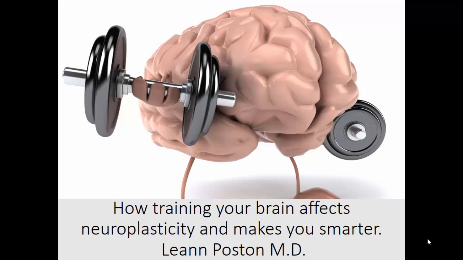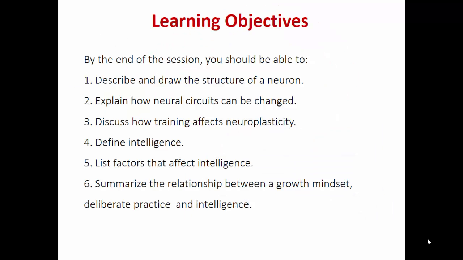and makes you smarter. By the end of the session, you should be able to describe and draw the structure of a neuron, explain how neural circuits can be changed, discuss how training affects neuroplasticity, define intelligence, list factors that affect intelligence, summarize the relationship between a growth mindset, deliberate practice, and intelligence.